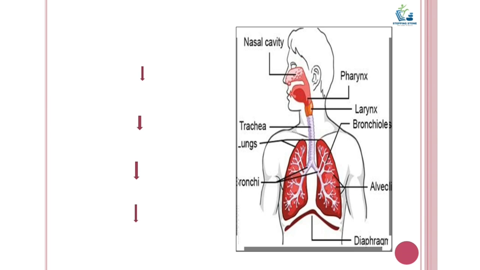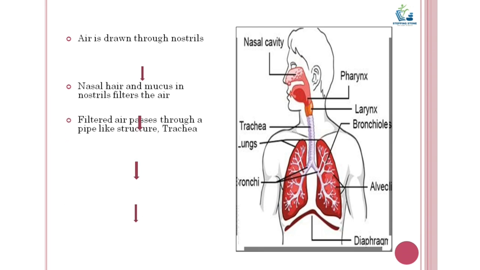The air for respiration is drawn through the nostrils present in the nose. This air then goes into the nasal passage. When air passes through the nasal passage, it is filtered with the help of mucus and nasal hair present in the nostrils. Then this filtered air passes through a pipe-like structure called the trachea.